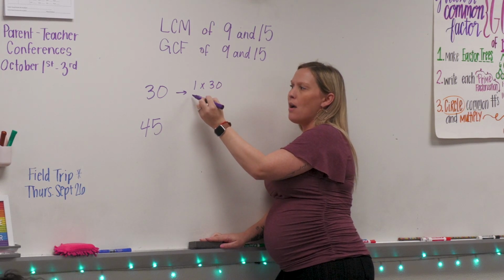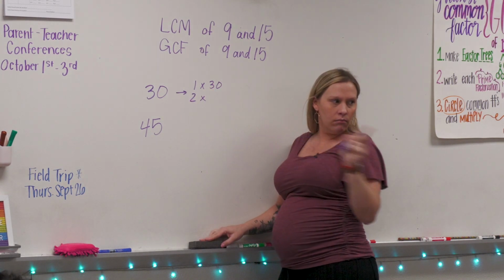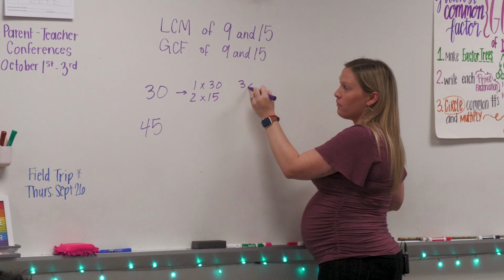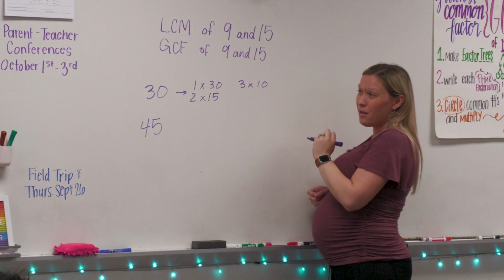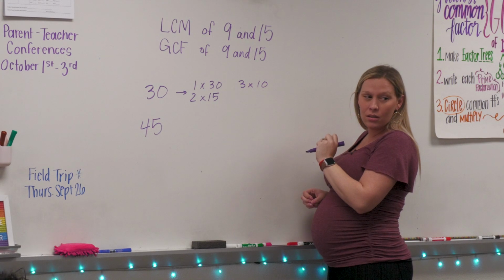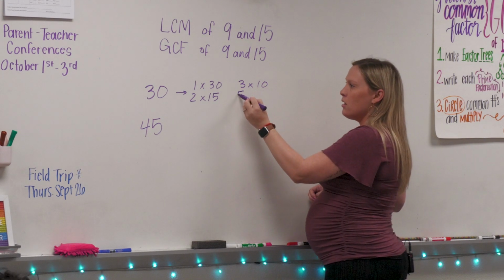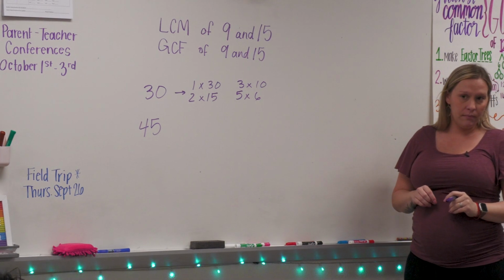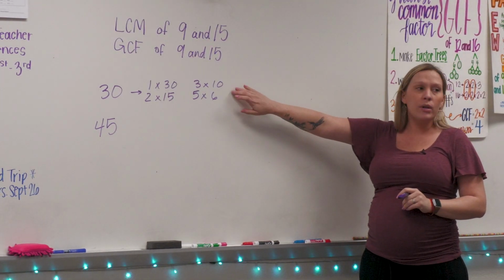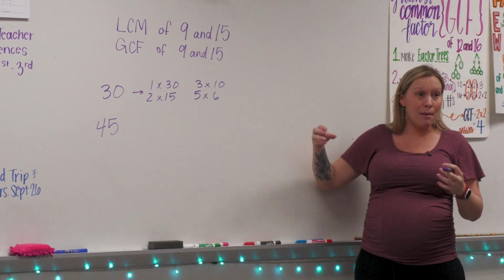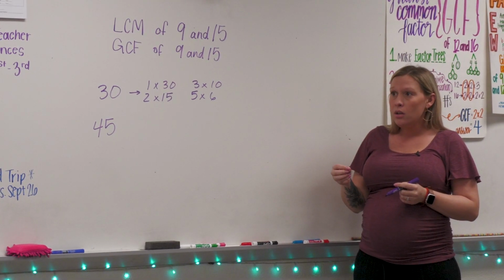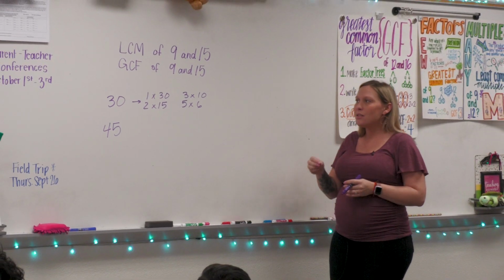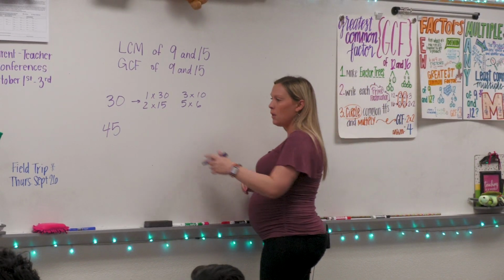I heard, what about 2? 2 times what? 15. 3 times? 10. 4 times nothing. 5 times 6. And that's it. Okay. The problem with this method is when you get to bigger numbers, it's really hard to make sure that you get every single one. So I just don't care for this method.